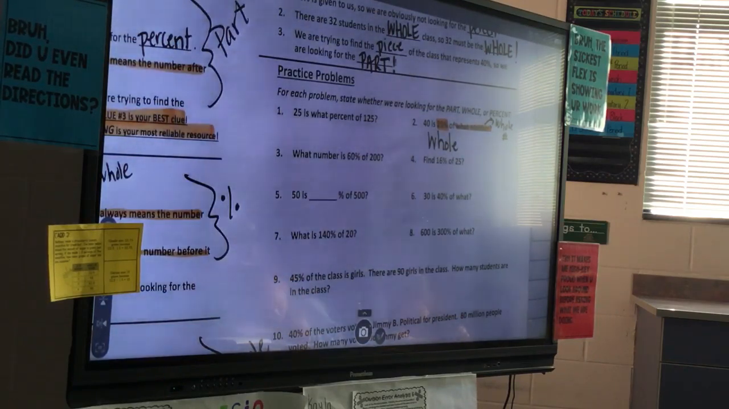And I want you guys, while you're going through these, underlining or highlighting a keyword or words that help you figure out what it is. And it's the part, the whole, or the percent.